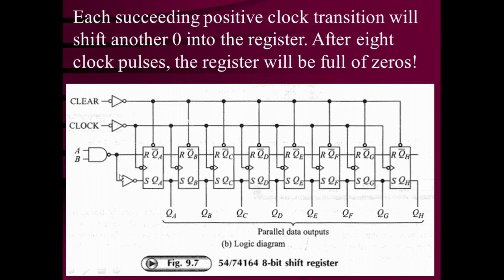And again it is going to be inverted by this NOT gate, and the data is going to be available at the S input. And through this clock and this amplifier, we can say that the data is going to be entered into the first flip-flop on the negative transition of the clock pulse.